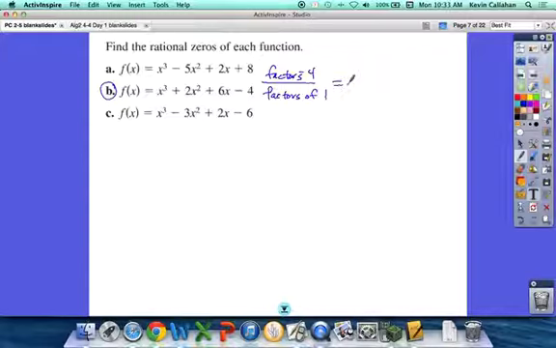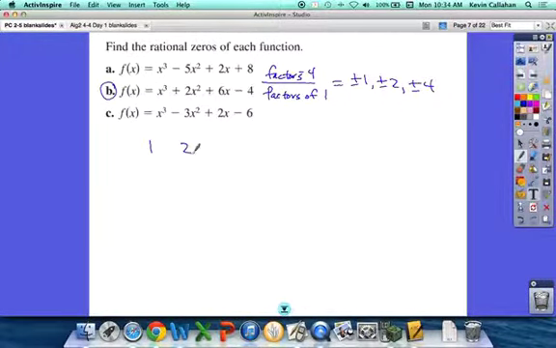What are the factors of 4? Plus or minus 1, plus or minus 2, plus or minus 4. How many is that? 6. How many zeros will there be? 3 at the most. And they don't all have to be rational either. Maybe one will be and the other two will be imaginary. You won't know. So let's go through and do our synthetic division.